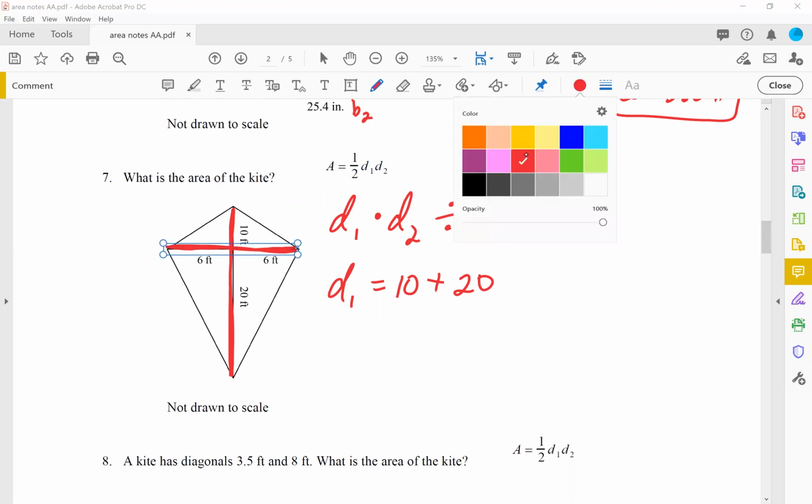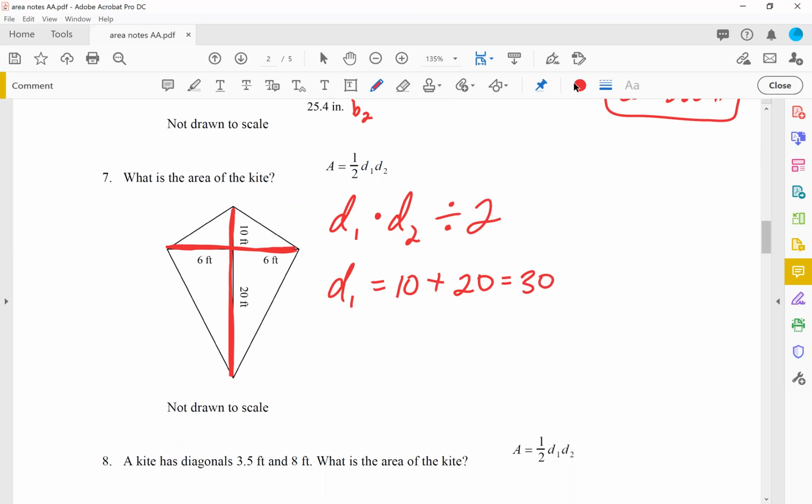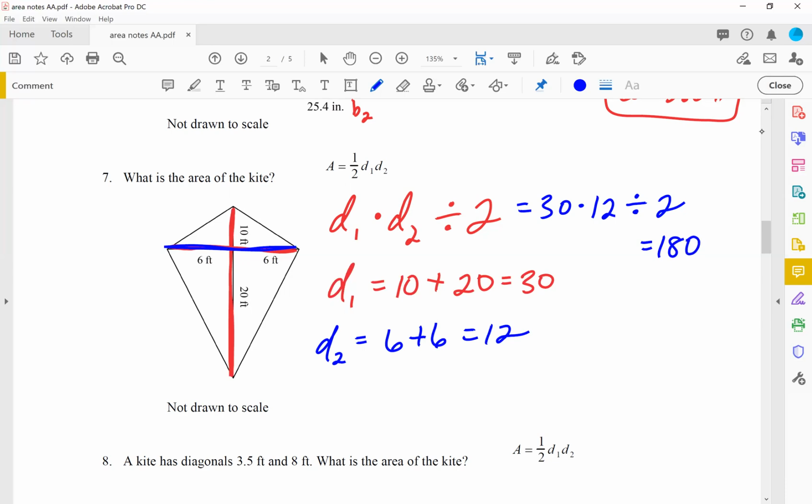And so diagonal 1, 10 plus 20, that's 30. And then now I'll get my other color. Diagonal 2 is the other diagonal, going this way here. It would be 6 plus 6, so it's 12. And so now the area, we're going to do diagonal 1, 30, times diagonal 2, which is 12, and then we're going to divide it by 2. So 30 times 12, divide by 2. And you will get 180, and that will be feet squared. So that is a kite.